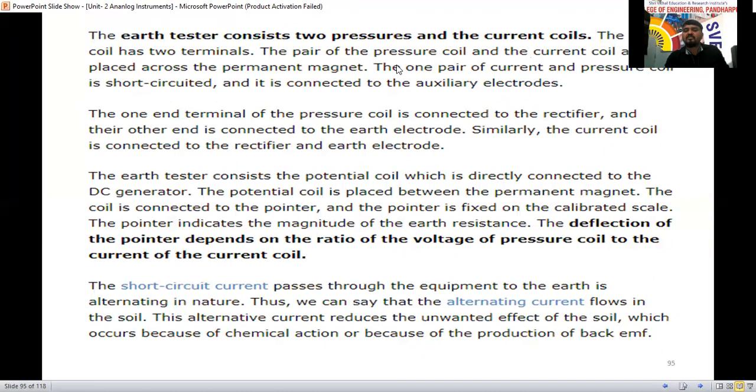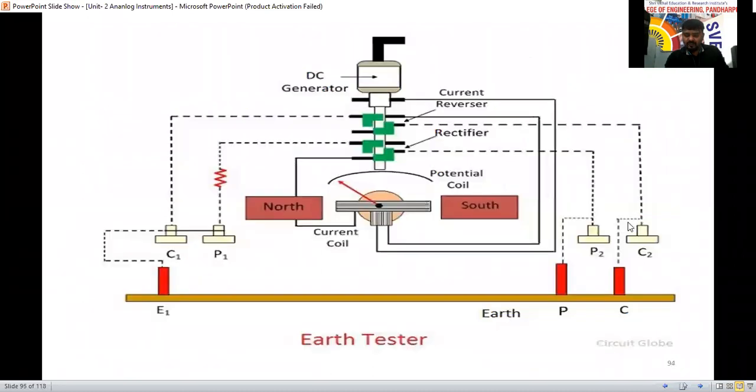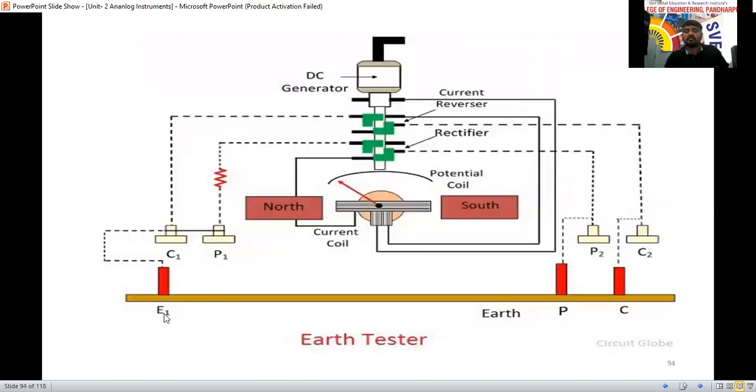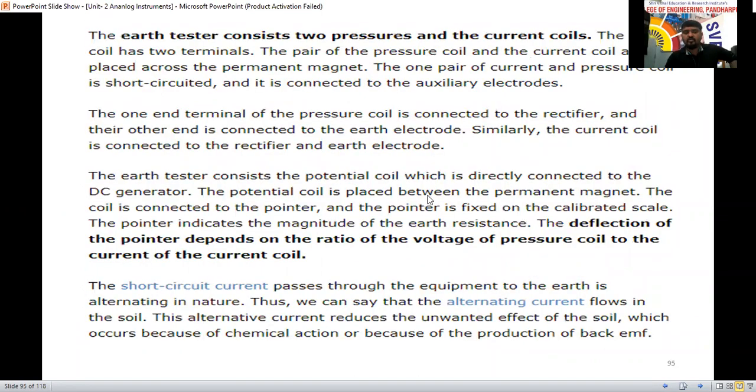The pair of the pressure coil and current coils are placed across the permanent magnet here now. We have placed this one across the permanent magnet. The one pair of the current and pressure coils is short circuited and it is connected to the auxiliary electrode here now. This is the auxiliary electrode we are going to consider. P1 and C1 are short circuited and connected to the auxiliary electrode here now.